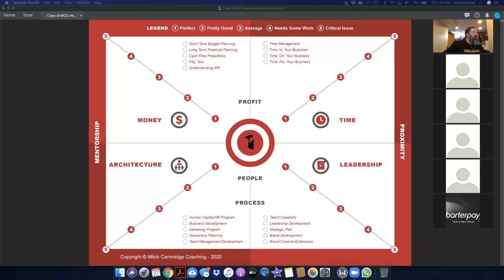Please repeat the 5 again. Sorry, I missed one. Absolutely, Ashley. I'll back up for you for a moment. So out of money, time, architecture, and leadership, the 5 critical components we have are cash flow projections, time on your business development and marketing, and then strategic planning. Does that make sense?